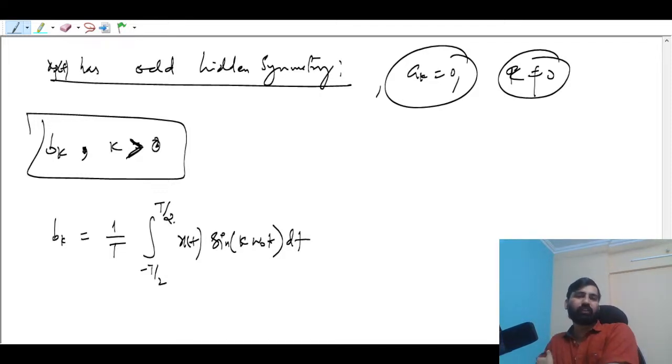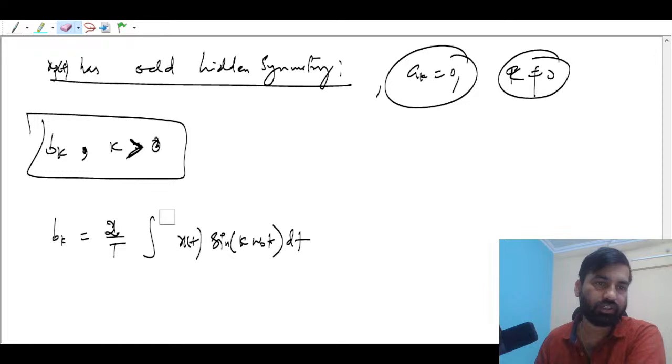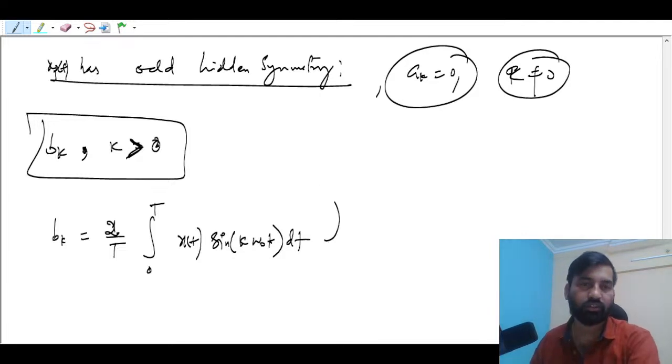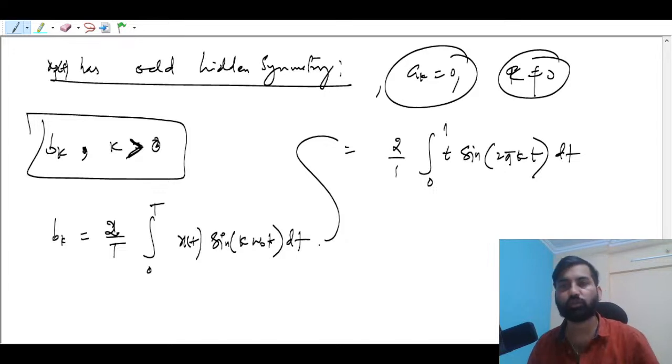So what you can do here is, since it has odd symmetry, there will be 2 as well, and this you can say from 0 to T. We know this formula, right? 2 by T, 0 to T, x(t) sin. So you can put here 2 by 1, 0 to 1, and this is t sin 2 pi k t dt, because omega naught is 2 pi.